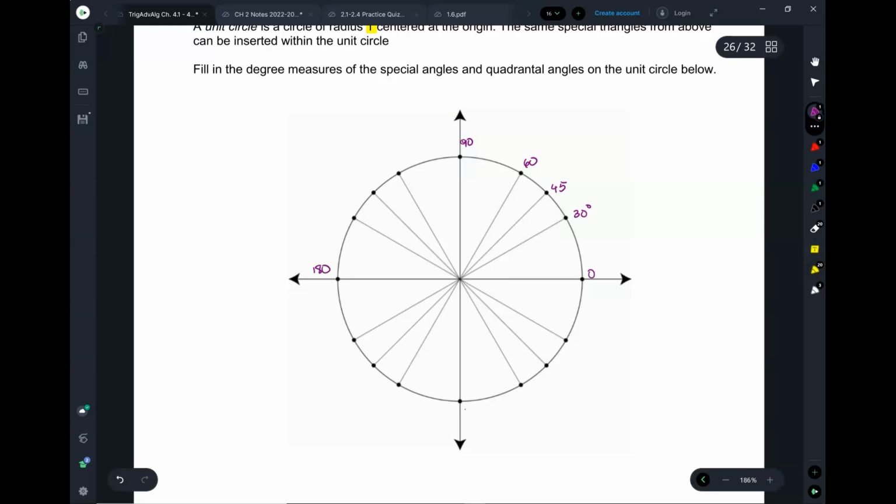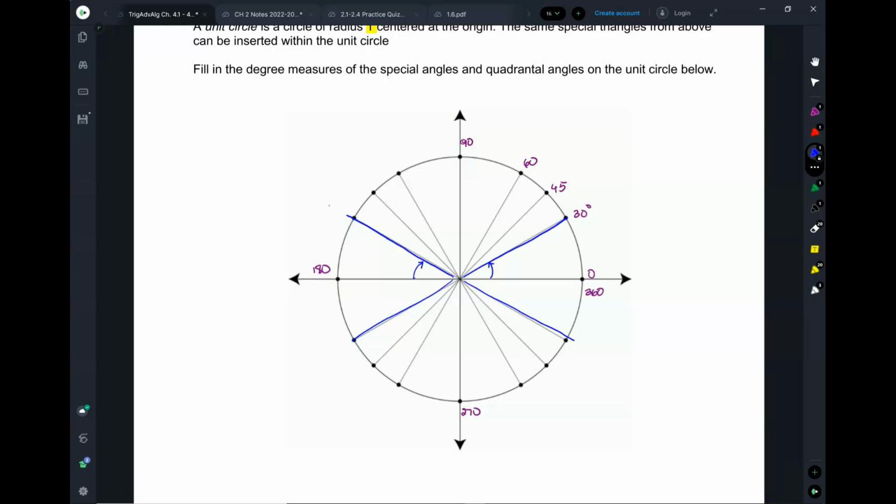Okay, what about down here? That's 270. And then if I come back here, that's 360. Okay? All right. So remember how we said this was 30 degrees? The way it works here, from the x-axis, those first lines from the x-axis are always going to be 30 degrees away from the x-axis.